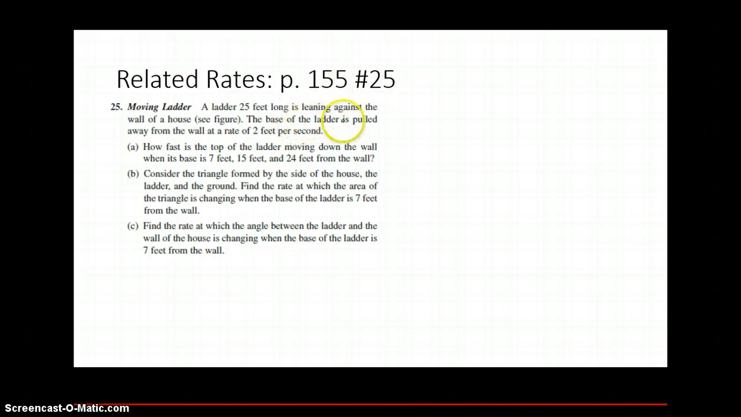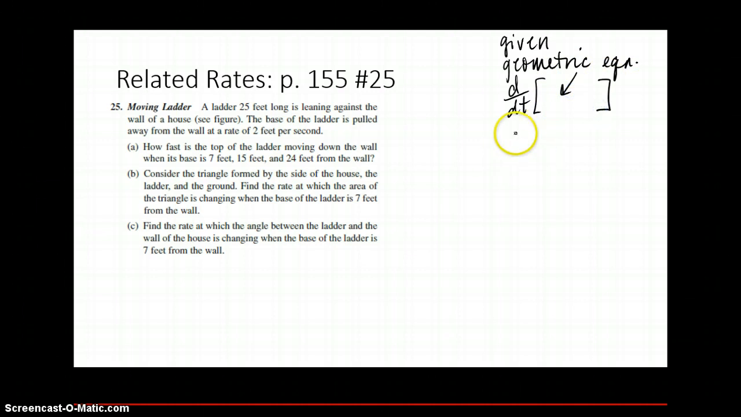Alright, a ladder 25 feet long is leaning against the wall of a house. The base of the ladder is pulled away from the wall at a rate of 2 feet per second. So related rates. What's given? Determine a geometric relationship. Derive that equation with respect to time, and then solve the problem. So let's look at part A.